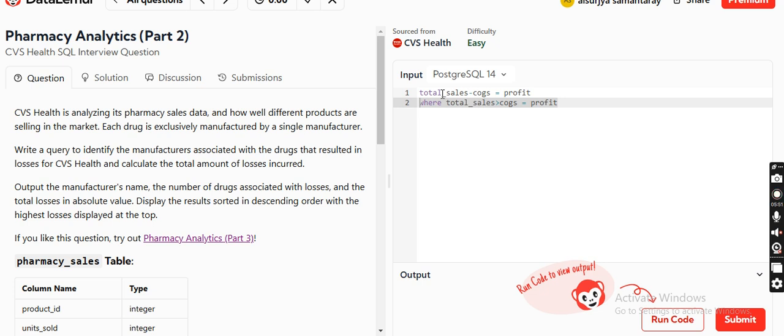Now just imagine, if total sales is 10 and COGS is 5, then we get the answer as 5, right? What if it's the reverse? Total sales is 5 while COGS is 10. Then you will get minus 5. I hope you can now understand the logic of losses. Losses we identify with a negative term. I can better say loss will be equal to negative profit.